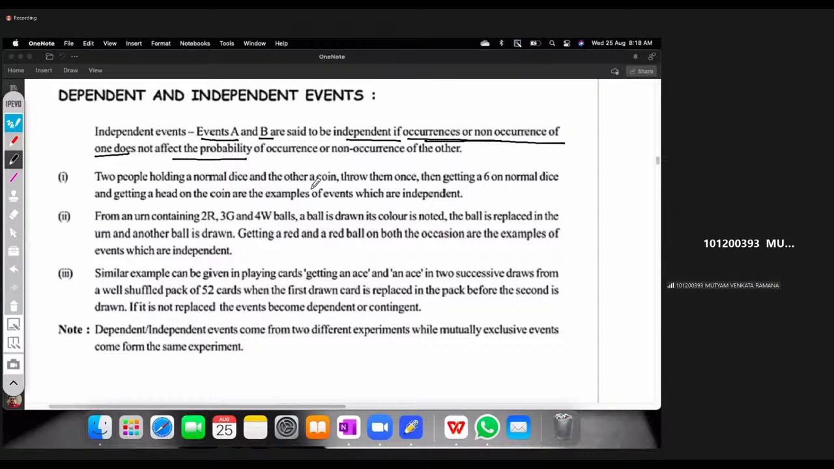So what is this one? Two people holding a normal dice and a coin. One is the dice and the other one is a coin. Throw them once, getting 6 on the normal dice, getting a head on the coin. So these two are independent, because whichever of the 6 numbers you get on the dice is completely independent of whatever you're getting on the coin.